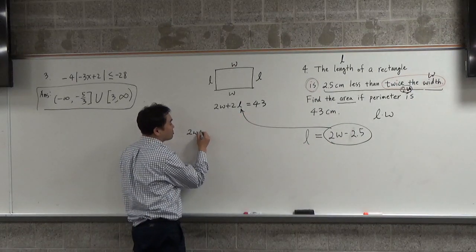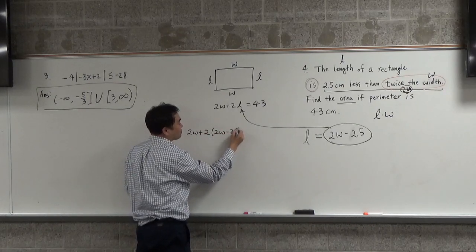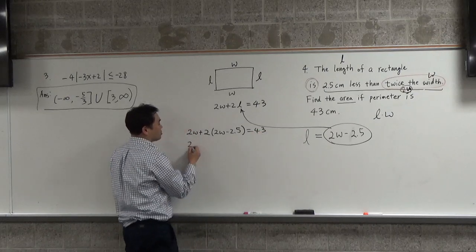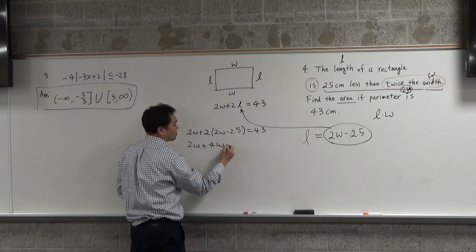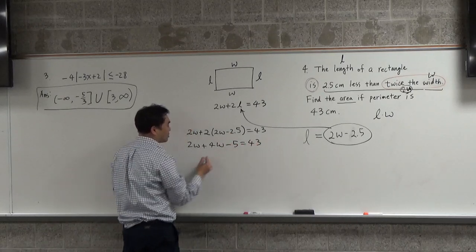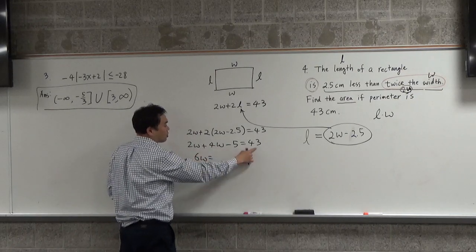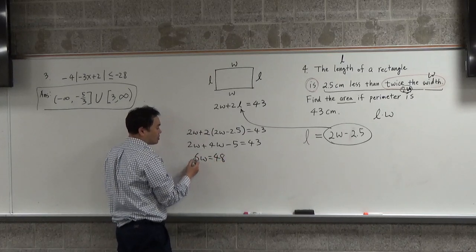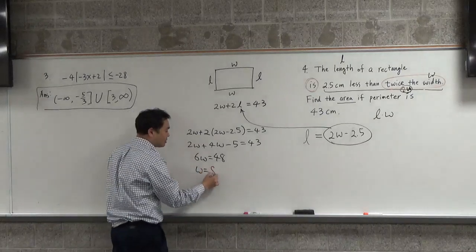It's 2W plus 2 times (2W minus 2.5) equals 43. And that's 2W plus 4W, 2 times 2.5 is minus 5, equals 43. Add the 5 to the other side. 2W plus 4W is 6W. 43 plus 5 gives you 48. We're almost there. Dividing by 6 gives you W equals 8.